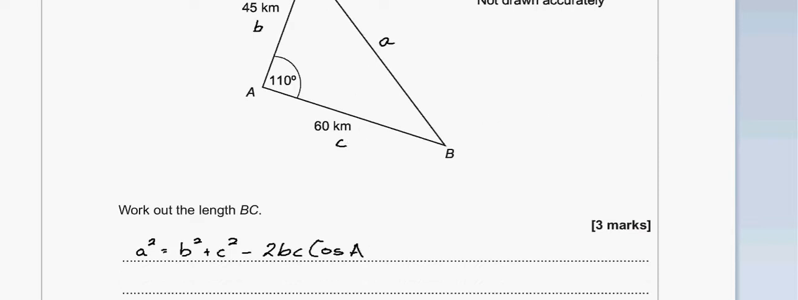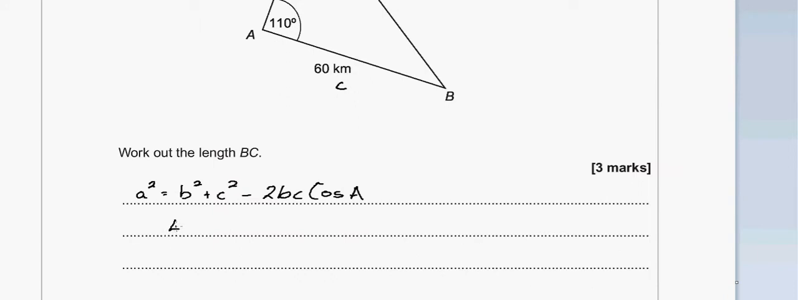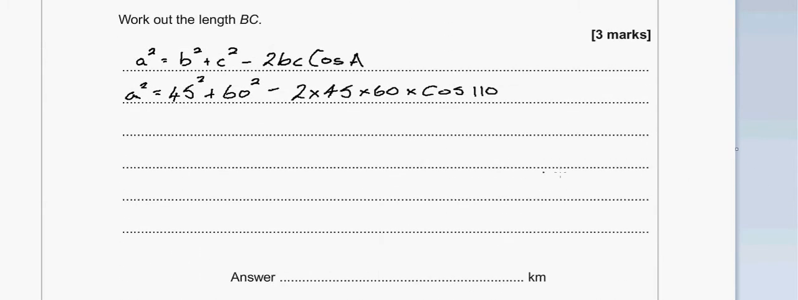So a squared equals b squared, so this is 45 squared, plus c squared, which is 60 squared, minus 2 multiplied by b, which is 45, multiplied by c, which is 60, multiplied by the cosine of 110. Okay, so we can simplify this now.